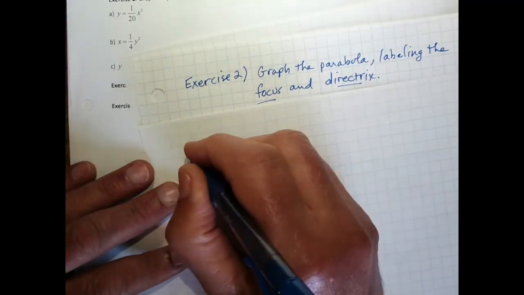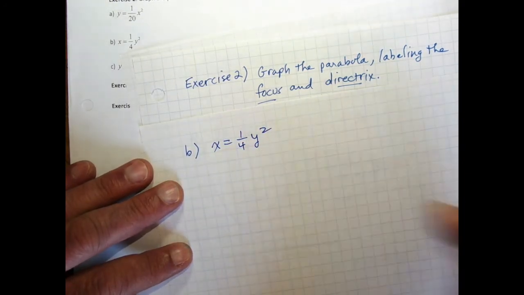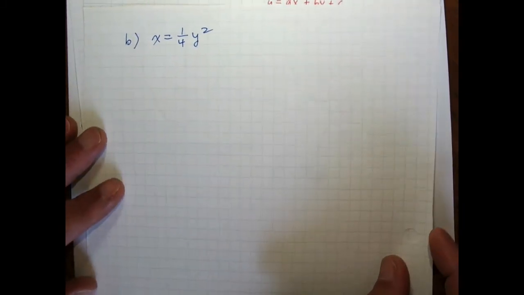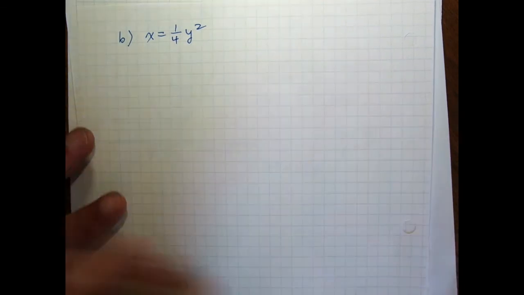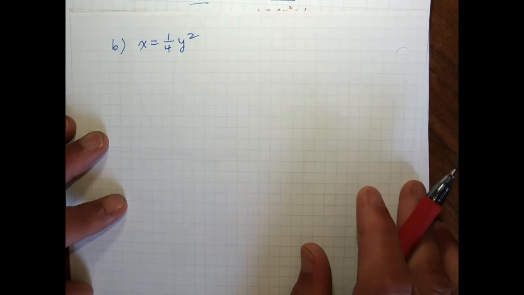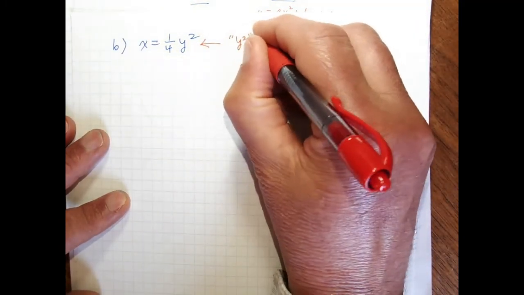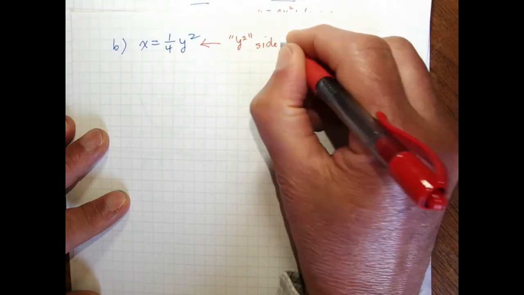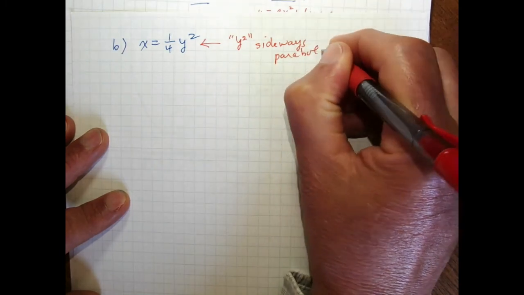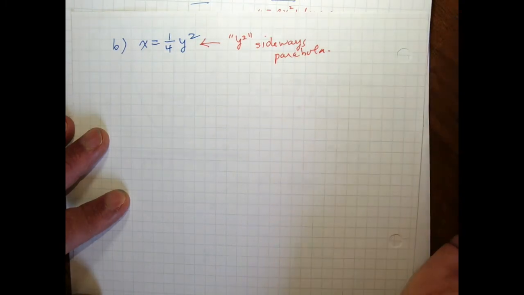Part B from our handout is x equals 1/4 y squared. And we want to do the same thing. We want to sketch a graph and label the focus and directrix. Now, because I see y squared, that's my indication that I have a sideways parabola. And so it's either going to curve to the right or to the left.